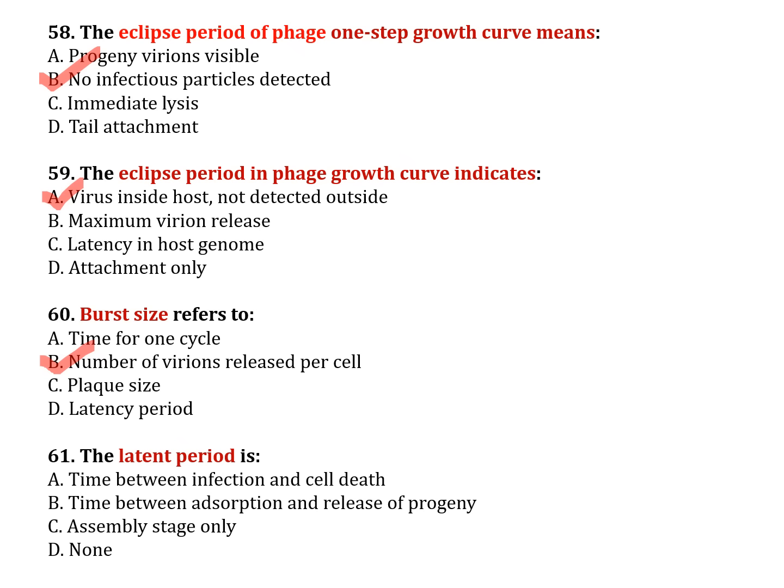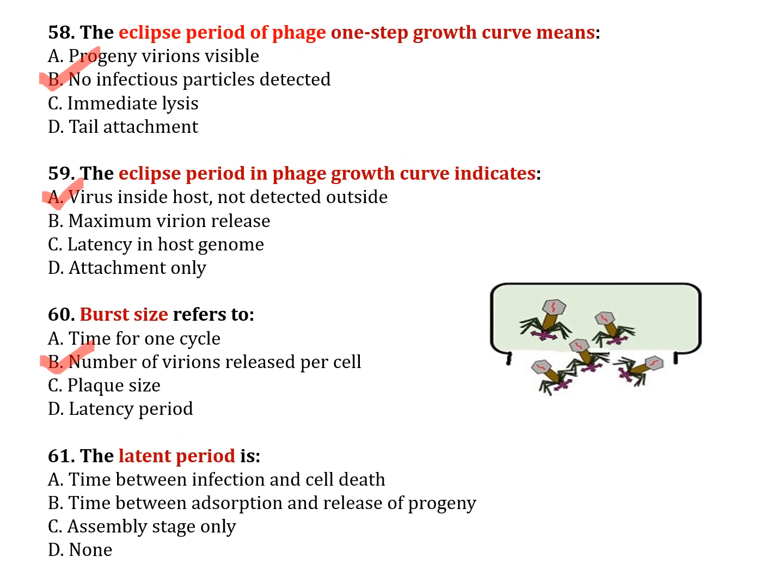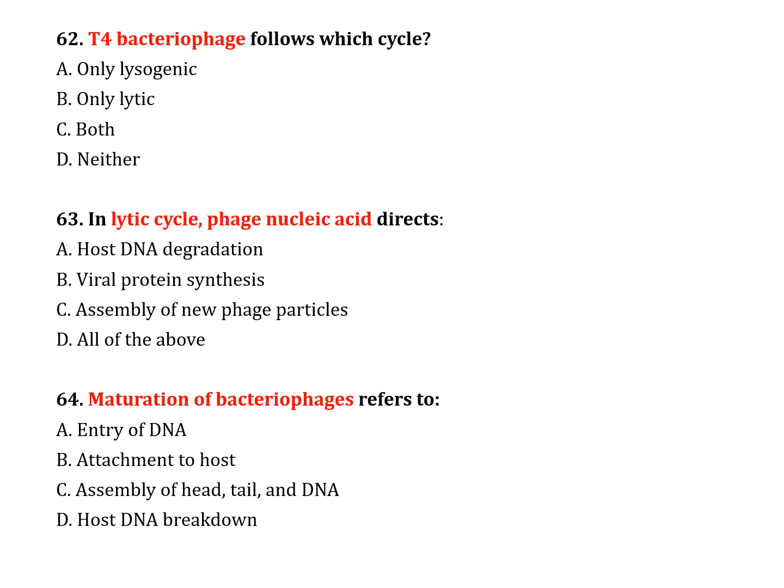The latent period is option A time between infection and cell death, option B time between adsorption and release of progeny, option C assembly stage only, option D none. Correct answer is option B time between adsorption and release of progeny, means release of new viruses. The next question, number 62.